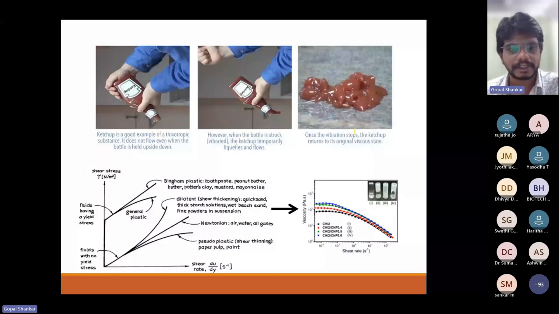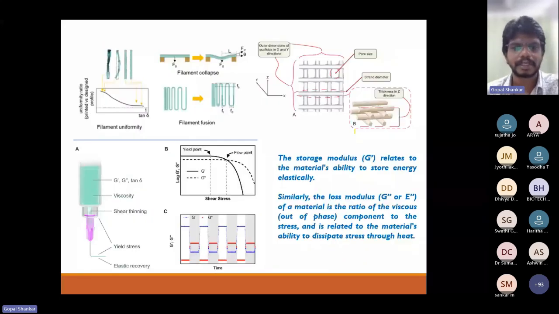When you have this thixotropic behavior, we also talk about something called the storage modulus and the loss modulus. Again, these are all rheological properties which determine how your material is able to exhibit this viscoelastic property in response to your shear thinning behavior. Storage modulus is basically the ability of the material to store energy elastically.